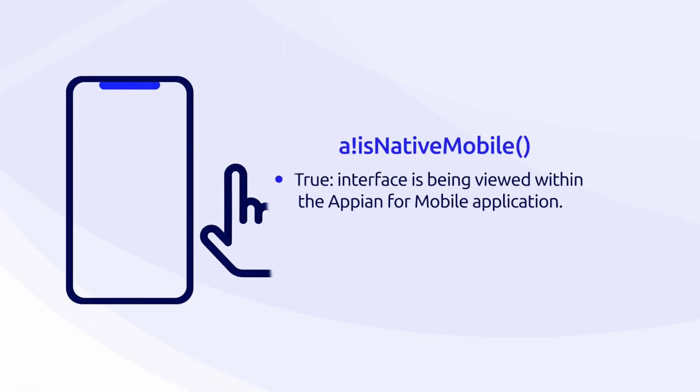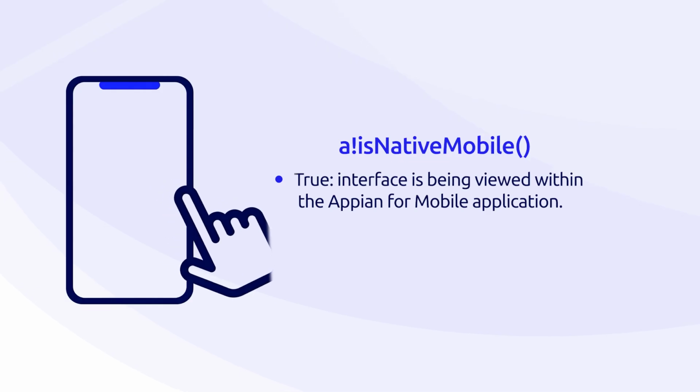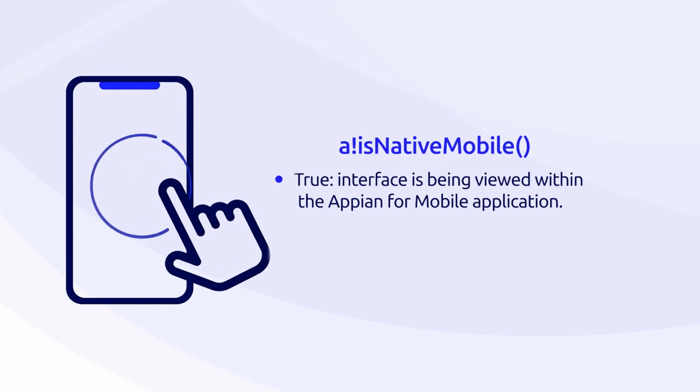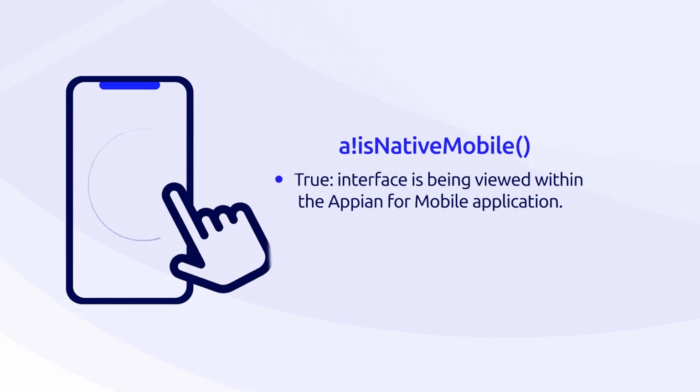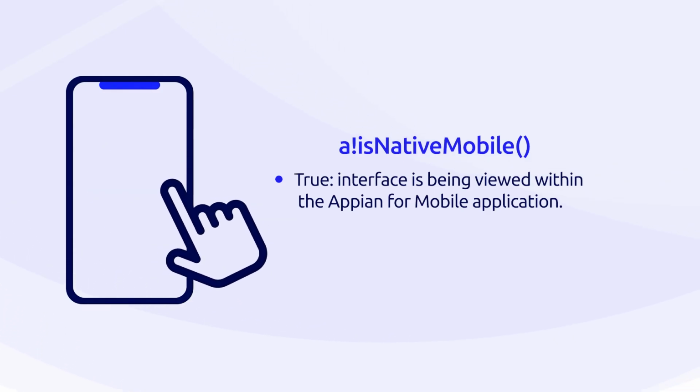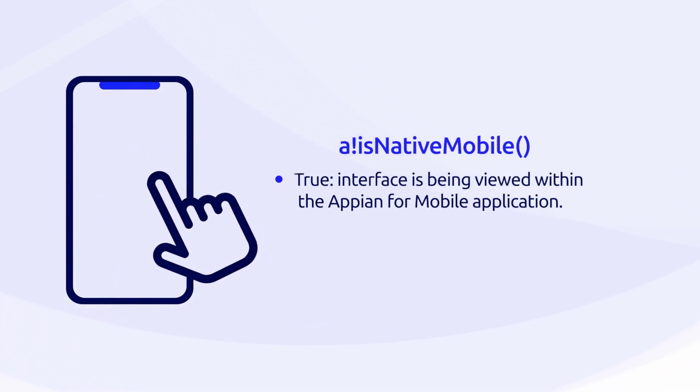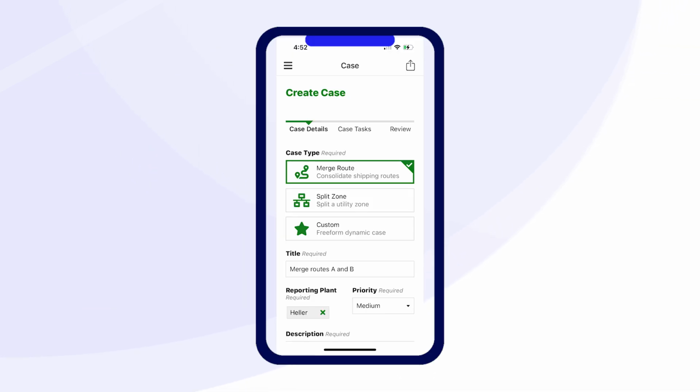A great way to implement a more touch-friendly component is by using the a!isNativeMobile function. This function returns true only if the user is in the Appian for mobile application, which allows you to show a different component for those users, like the clickable card. Keep in mind that when used from the Appian mobile application, some components have built-in mobile behavior. For instance, the milestone component is optimized to always use the line style in the mobile application to ensure readability.